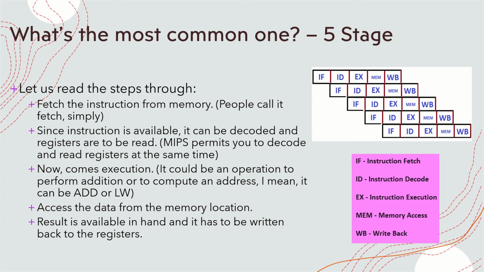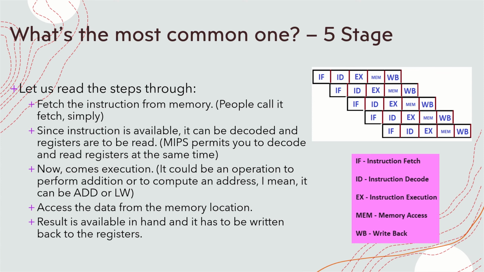And you know the next stage is accessing the memory. I mean the memory access. You are going to access the data from the memory location. That's called the mem stage. And finally, once the computation is done for an arithmetic operation or for the load word, the result has to be returned back to the registers. So that is called write back. So these were the 5 stages of pipelining that we have seen all the way with MIPS.